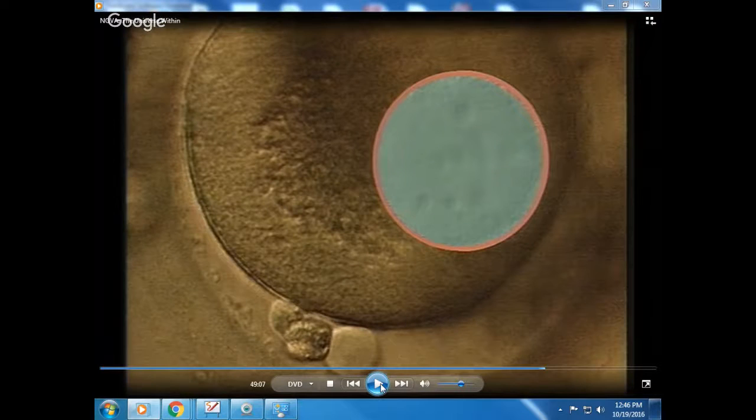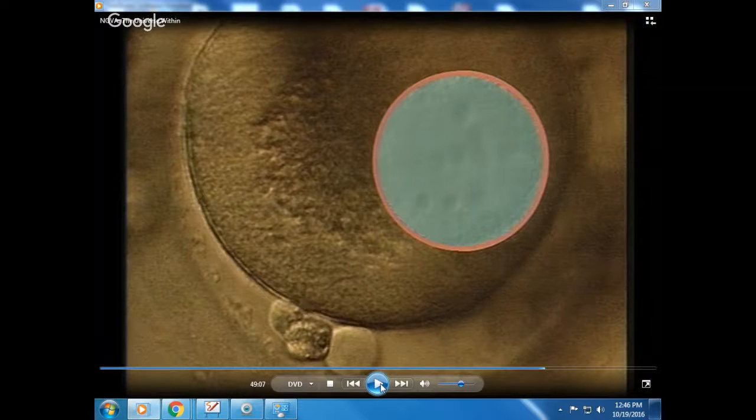So you did see the polar bodies, even the polar bodies were still present on the egg when fertilization took place. So let's see if I can rewind that a little bit. Okay, so this is why they're called polar bodies. They're kind of still stuck, right?